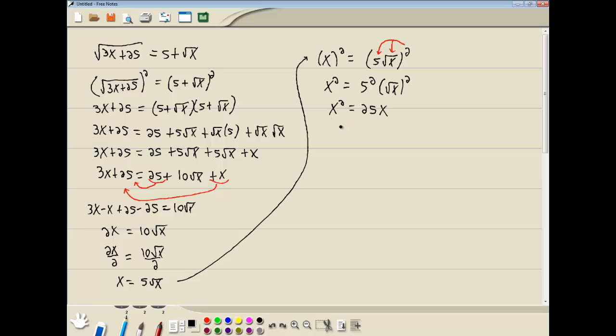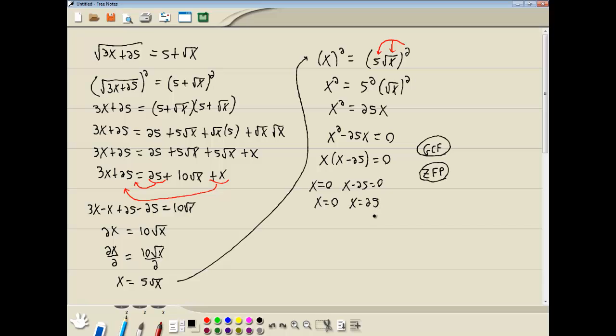And now we're down to our quadratic. So we want to take 25x over, because where we're headed with this is we want to use the zero factor property. Zero factor property says get 0 on one side, factor the other side. Well, this factoring technique is GCF. They both have an x in common. So factor that out. Now, zero factor property says you get 0 on one side, you factor the other side, you set each factor equal to 0. So I'll set x equal to 0, I'll set x minus 25 equal to 0, which gives us 0 and 25, maybe.